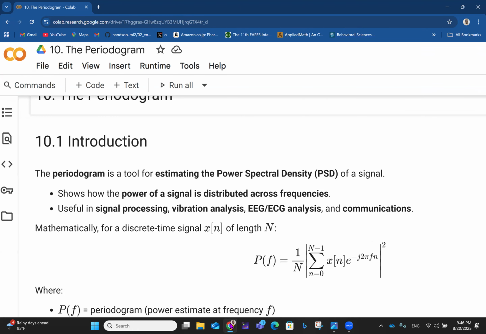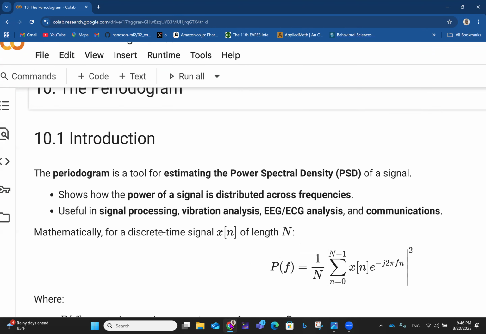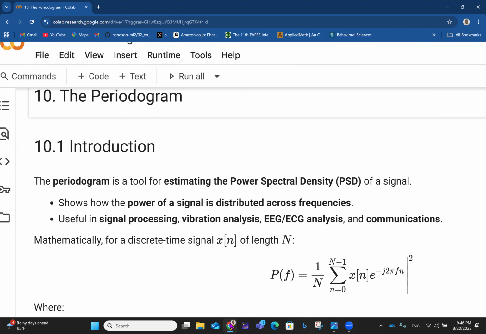The periodogram is a tool for estimating the power spectral density. In the last video, we talked about the concept of the power spectral density. The periodogram is a tool for estimating the power spectral density of a signal, and it shows how the power of a signal is distributed across frequencies. It is useful in signal processing, vibration analysis, maybe in mechanical parts, in EEG and ECG analysis for biomedical use, I believe, and of course in communications.